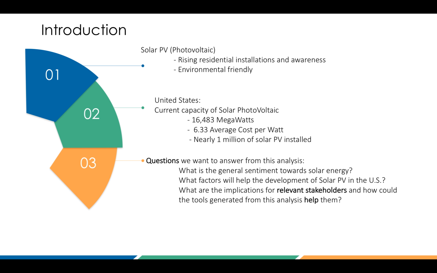And so what we wanted to look at is, in the United States, the current capacity for solar photovoltaics is about 16,500 megawatts at an average cost of about $633 per watt. And there's nearly a million solar panels installed in the U.S.